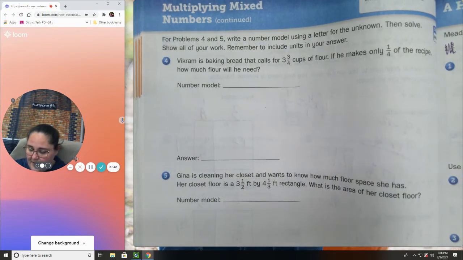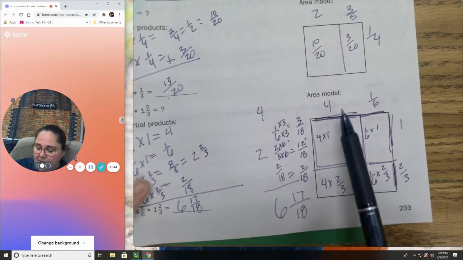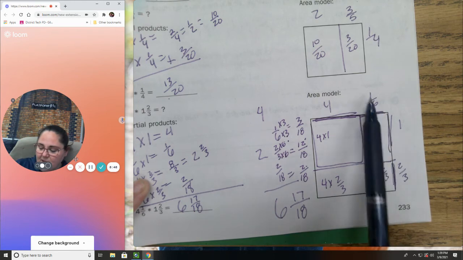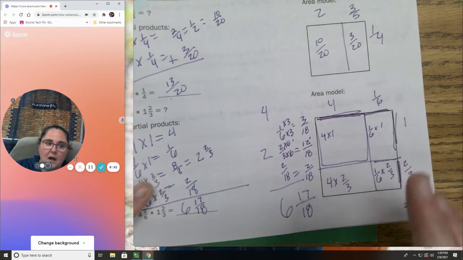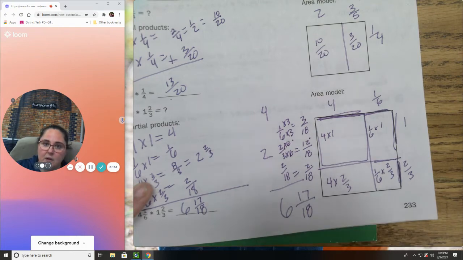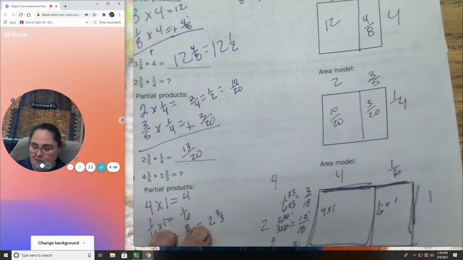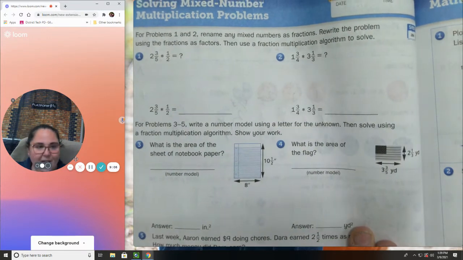Remember when we did the area model, if I were doing a problem like this, I would have to multiply 4 times 1, 4 times 2/3, 1/6 times 1, 1/6 times 2/3, add all those answers up. A lot of steps, a lot of work. We're going to do the same idea. We're going to get the same answer, but this is going to be the quick and simple way to do it. So this is your math workbook, page 238.